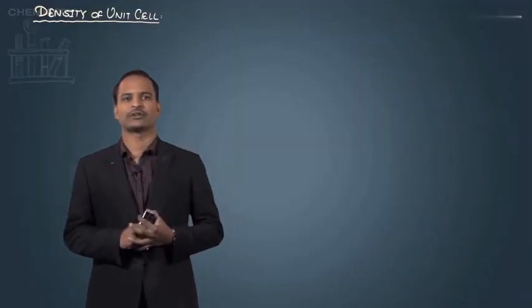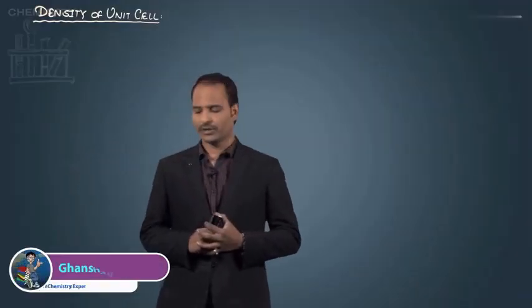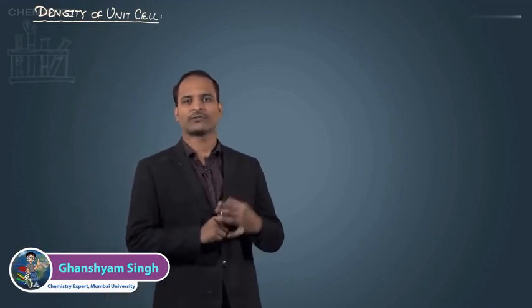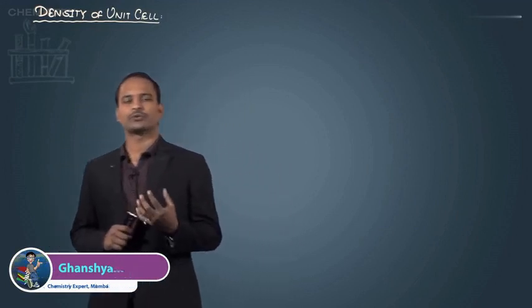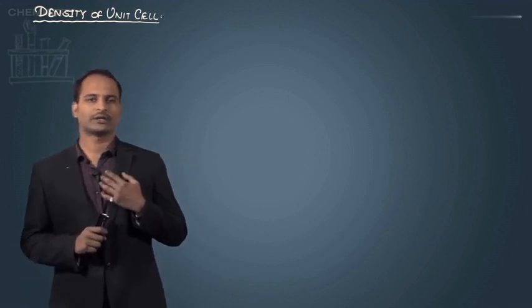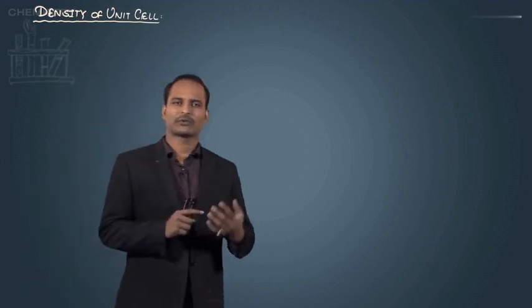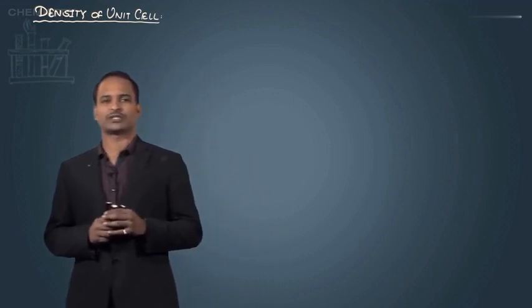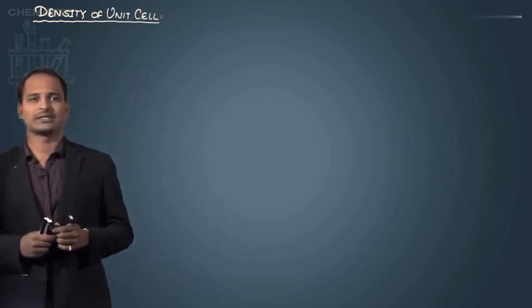Next we have the density of the unit cell. The density of a unit cell indirectly tells us about the density of the solid. That means if I wanted to know the density of any particular solid, then we calculate the density of the unit cell, and the density of the unit cell is nothing but the density of the solid. Now how to calculate the density of a unit cell?